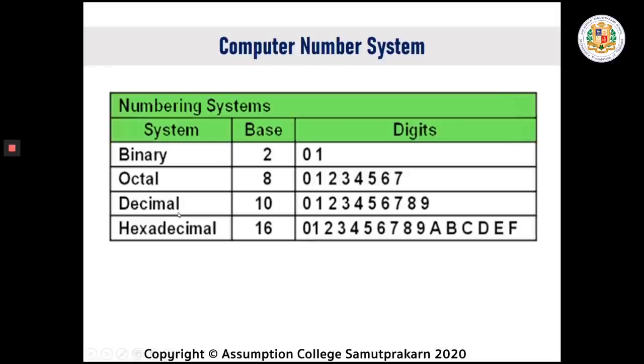Then we have the decimal system. Decimal is from the word deci, or 10, base 10, from 0 to 9. So that is 10 digits from 0 to 9. Then another system we have is the hexadecimal system, meaning hexa 16, decimal 10. The base is 16. So how can it be 16 digits from 0 to F? 0, 1, 2, 3, 4, 5, 6, 7, 8, 9. Next is A, B, C, D, E, F. So that is the hexadecimal system, base 16.